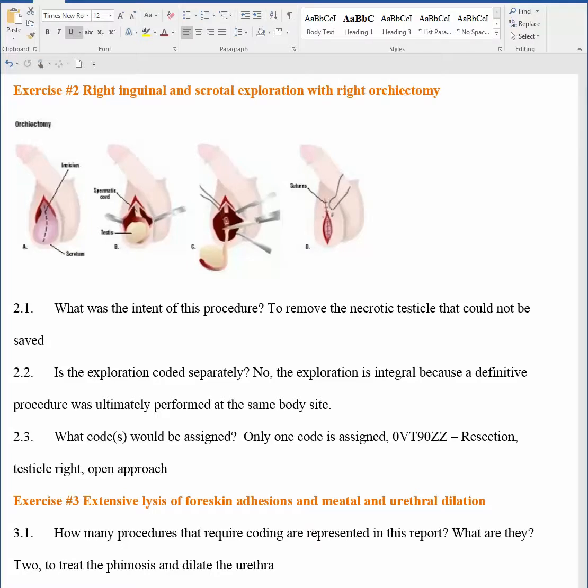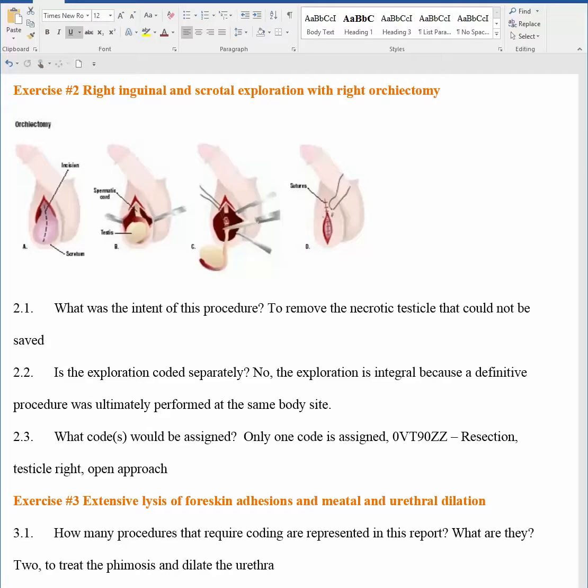Question 2.2. Is the exploration coded separately? No. The exploration is integral because a distinctive procedure was ultimately performed at the same body part. So we're not coding the scrotal exploration separately. It's part of the process.